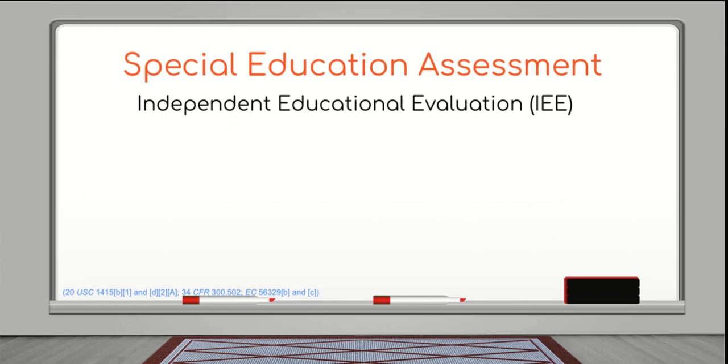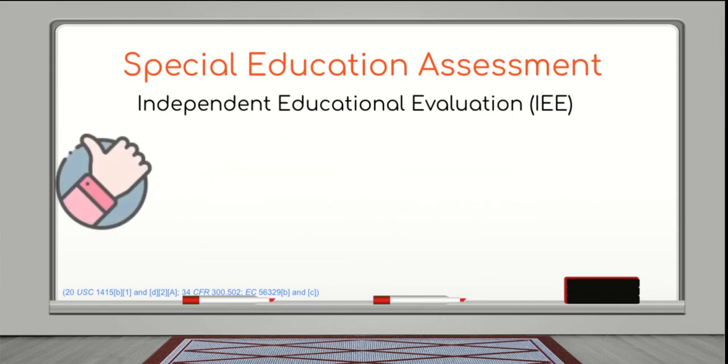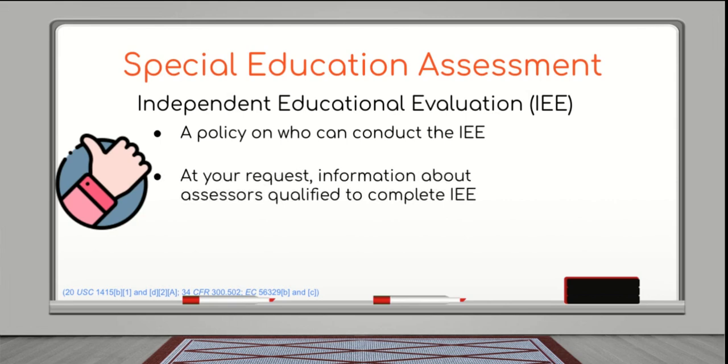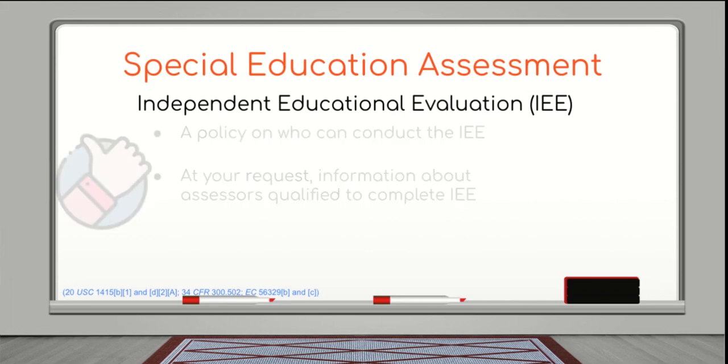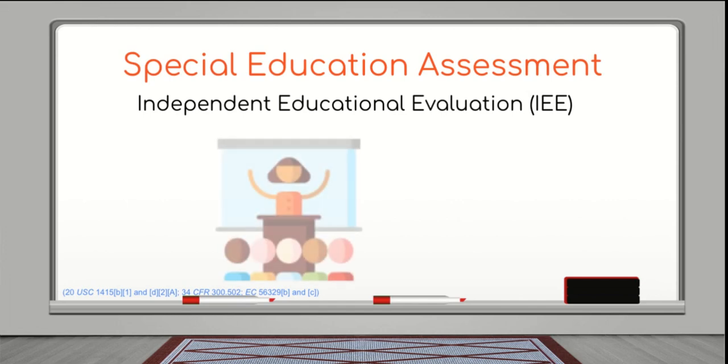You have the right to one IEE for each time the district conducts evaluations with which you disagree. The district must accept or deny the request for any IEE. If the district grants your request for an IEE, it will provide you with a policy on who can conduct the IEE and, at your request, will provide you information about assessors qualified to complete the IEE. Because the district's assessment procedures allow in-class observations of your child, if the assessment plan or PWN you gave consent to for your child's evaluation included in-class observations and an IEE is being conducted, the individual completing the IEE must be allowed to make in-class observations as well.